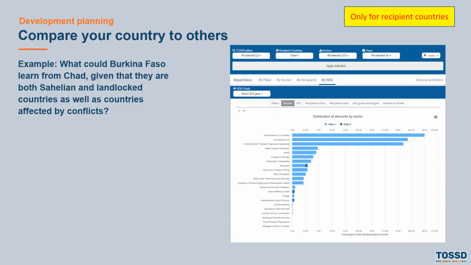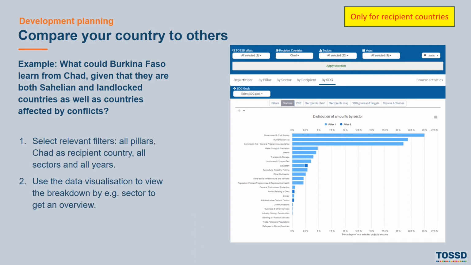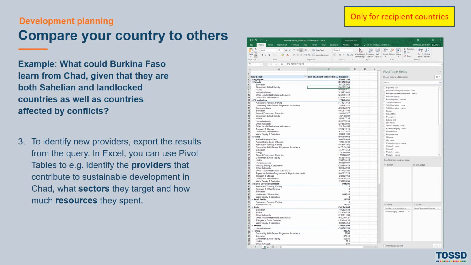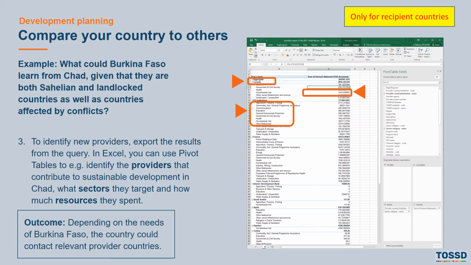For example, in this case, we can select Chad, and we see what sectors are supported in Chad. We can also then export this data in Excel, and we can have a look identifying who the providers are that support Chad, and how the resources are spent. It is possible to have pivot tables that can convey a great deal of information.